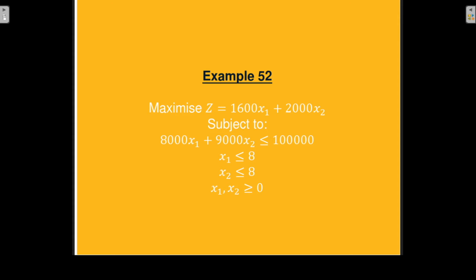Okay, welcome back. We are still busy with example 52. We want to solve this linear programming problem. In the previous lecture, we used the constraints to find the feasible region, and now we would like to find the optimal solution for x1 and x2 so that we can maximize our objective function.